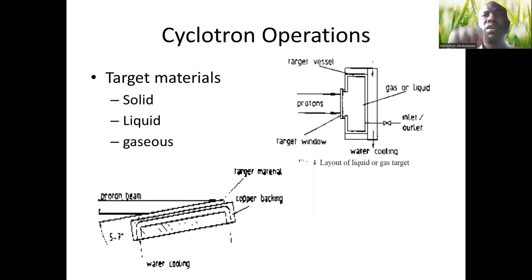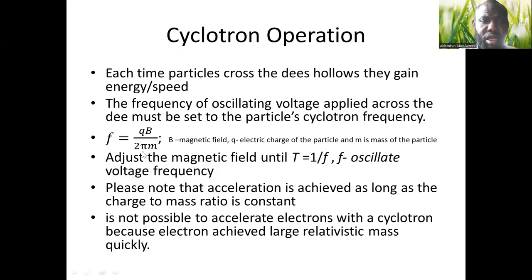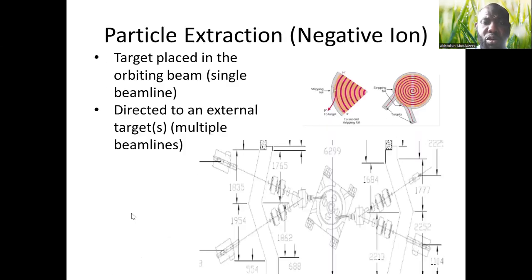And one thing happens: once acceleration occurs, the radius of the particle is going to increase. Yes, because normally the frequency has to be constant. You understand? So if you look at the equation here, B is constant and the frequency has to be constant. So in order to maintain the frequency constant, the path length increases, but the frequency remains the same.